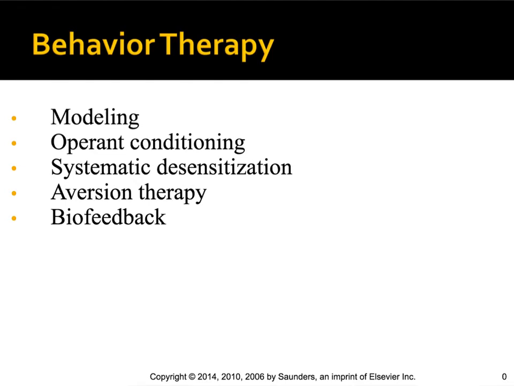You're going to want to look up these terms and make sure you have an understanding of them, so when you see them, you know the background. Modeling is learning through imitation, whereas operant conditioning is behavior modification where voluntary behaviors are increased or decreased through positive reinforcement, negative reinforcement, or punishment.